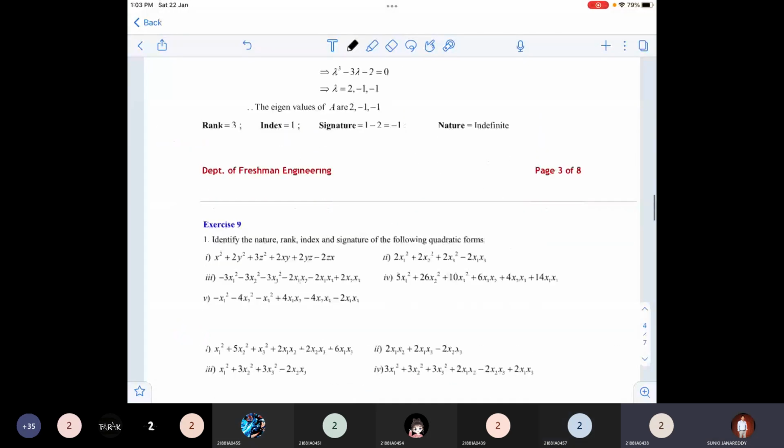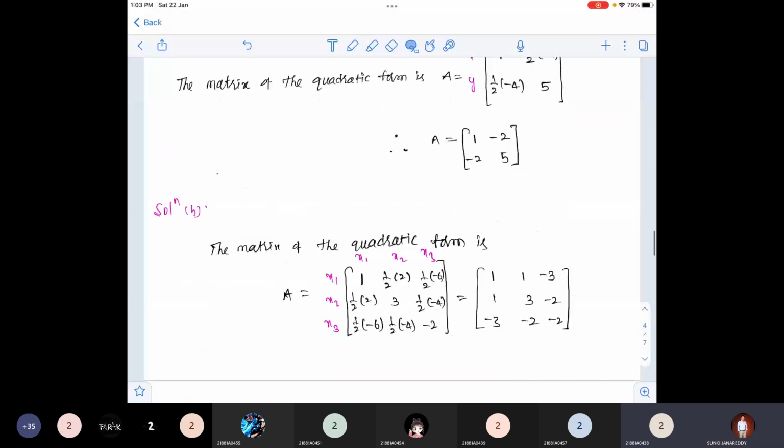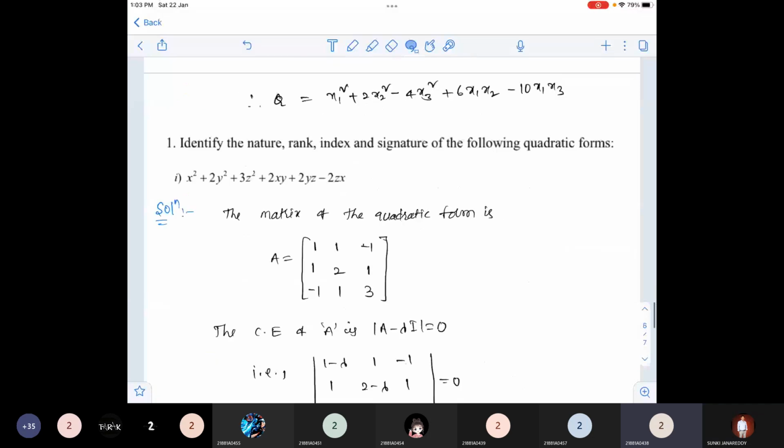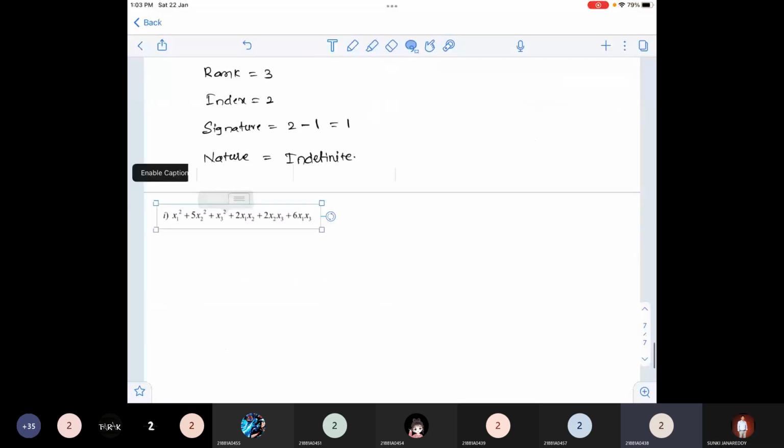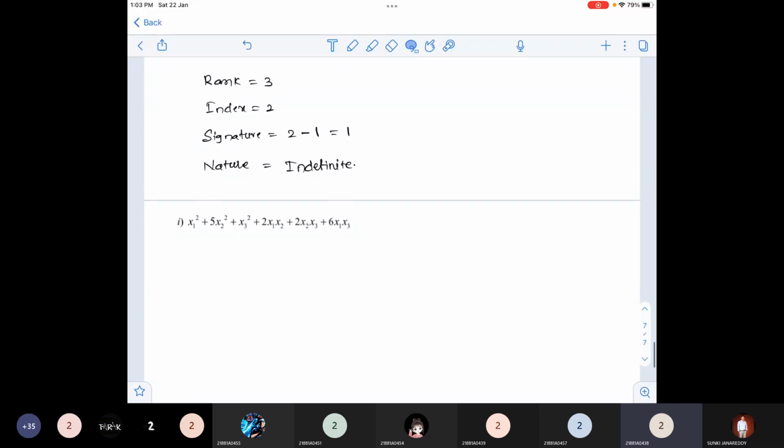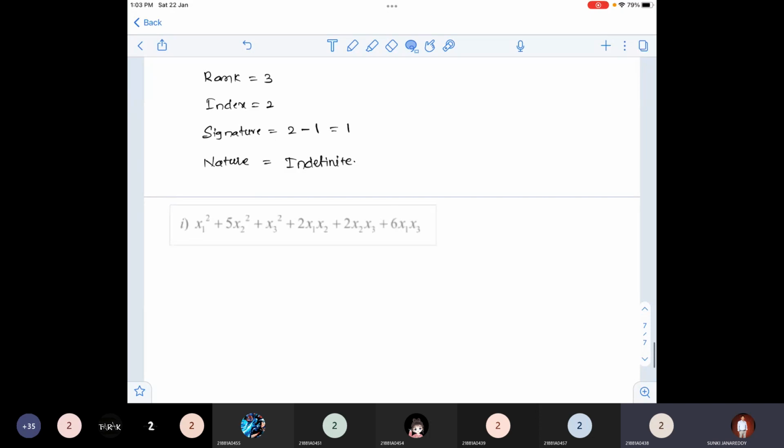You just need to know the conditions for rank, index, signature and nature. Write this one, all of you. Is it visible for you?